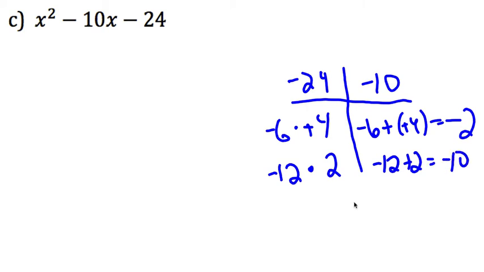So let's put it in our parentheses. X negative 12, so x minus 12. X positive 2, so x plus 2. Final answer, there we go.